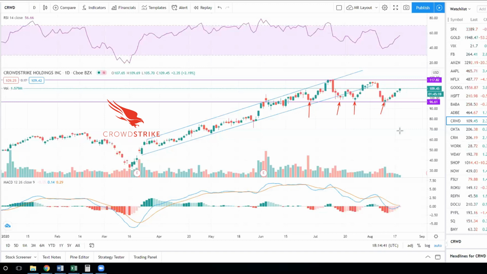And as you could see here, the stock hit right around that 96.55. It actually dipped below it, but you found a lot of buyers that came in, and since then the stock is back trending higher. So that's our support level.